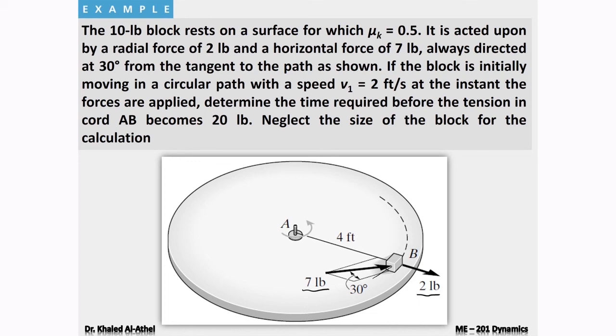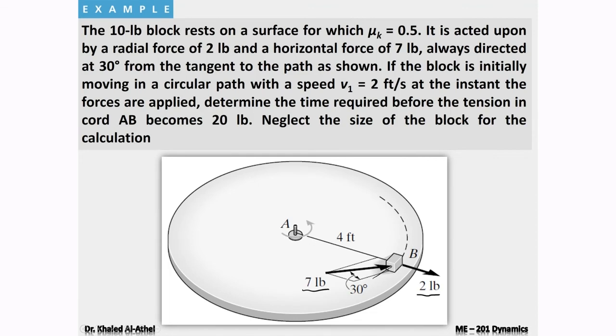If the block is initially moving in a circular path with a speed of 2 feet per second, at the instant the forces are applied, find the time required before the tension in the cord AB that connects B to A becomes 20 pounds. Neglect the size of the block for the calculation. So the first thing we want to do here is let's start with the free body diagram. Okay, so this is kind of a 3D problem, so I have to draw a 3D drawing of my block in this case. So it's gonna be something like this.